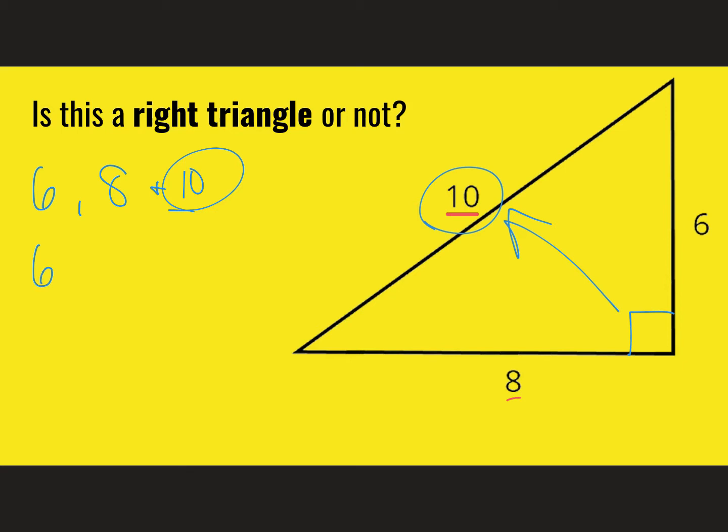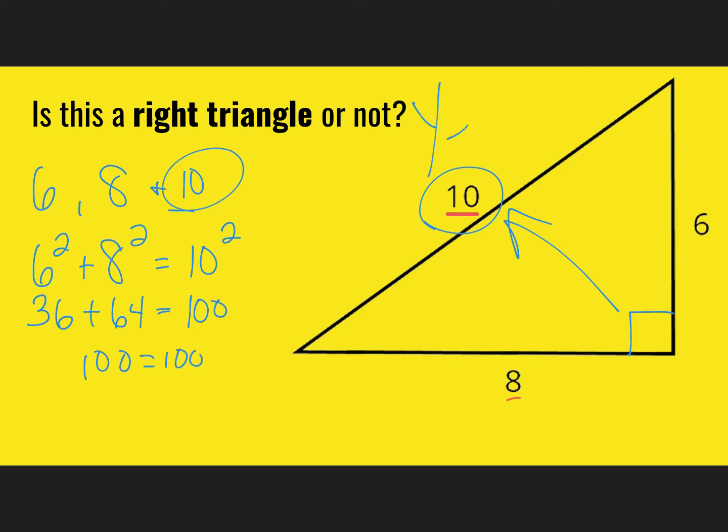So is 6 squared plus 8 squared equal to 10 squared? Well, 6 squared is 36. 8 squared is 64. 10 squared is 100. 100 equals 100. So, yes, this is a right triangle. That's what we did in our last one.